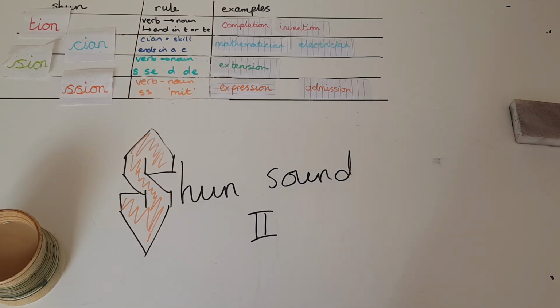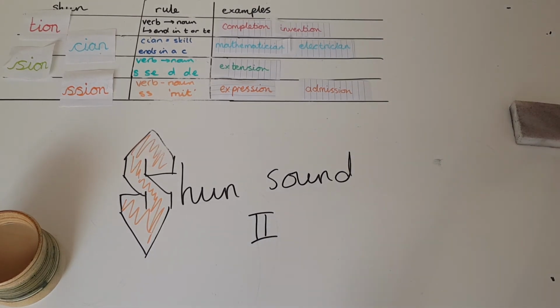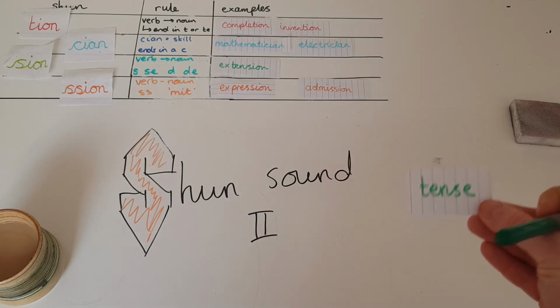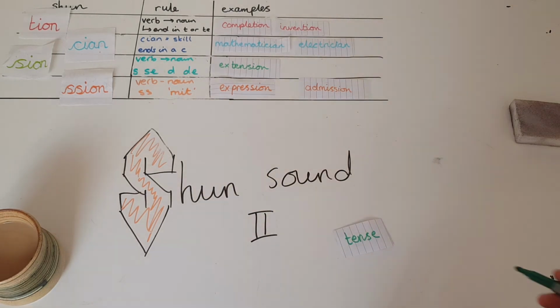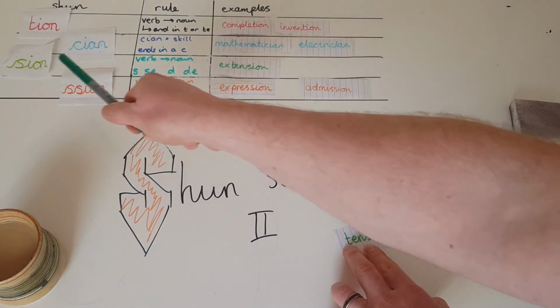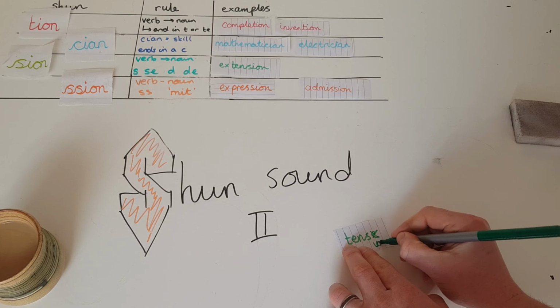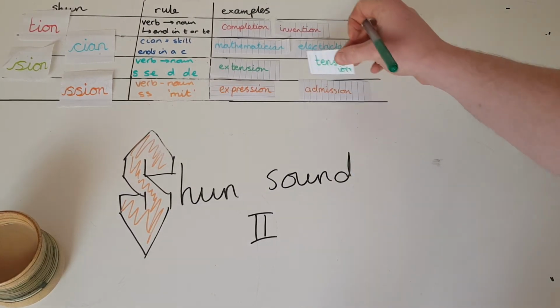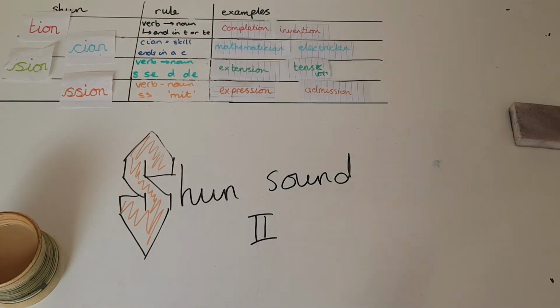And then tension. Now, I made a bit of a mistake here because I've actually just written the root word, tense, with SE. So if it's SE, it would be SION, tension. So therefore, it will go over there.